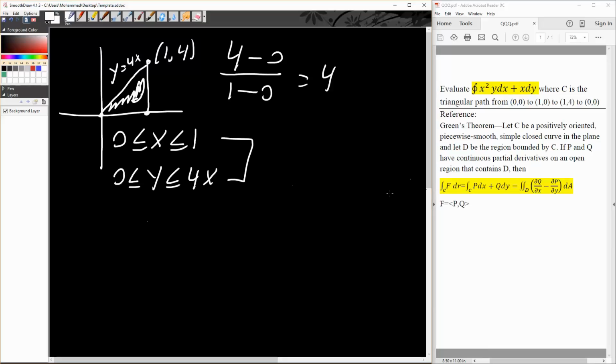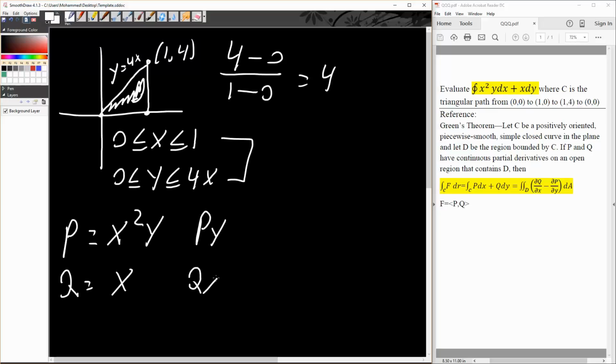And for Green's theorem, we use P's and Q's. Our P term would be x squared times y, the one with dx. And our Q term would be the one with dy, so just x. We take the partial derivative with respect to y for P, and the partial derivative with respect to x for Q. The partial derivative with respect to y of P gives us x squared. The partial derivative with respect to x of Q gives us 1. So these two are important.